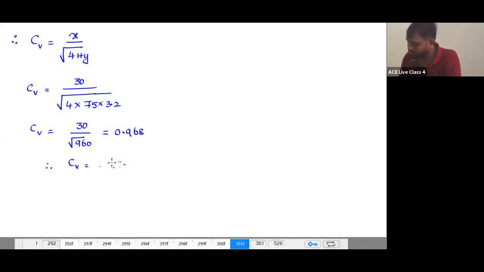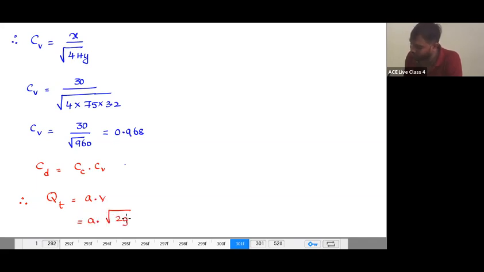So first I have found the CV value, and you know that CD is nothing but CC into CV. So if I find the CD value, then I can find CC also. The actual discharge is already given. Now what is our Q theoretical? Q theoretical is nothing but area of the orifice into theoretical velocity, root of 2gh. T is nothing but theoretical, my dear.